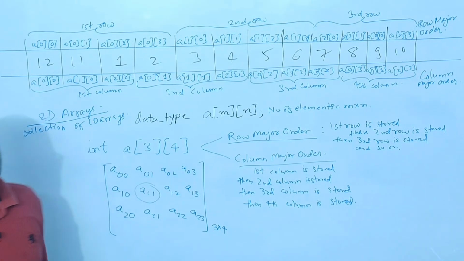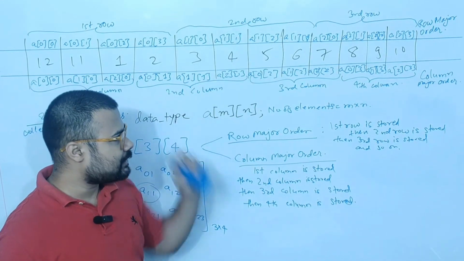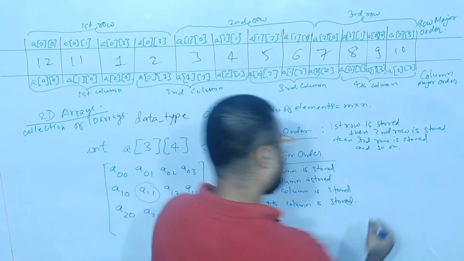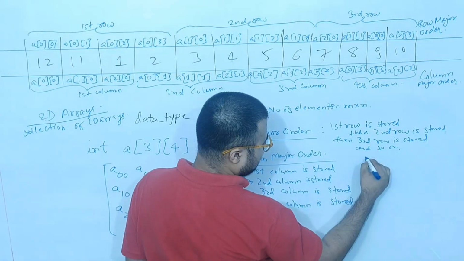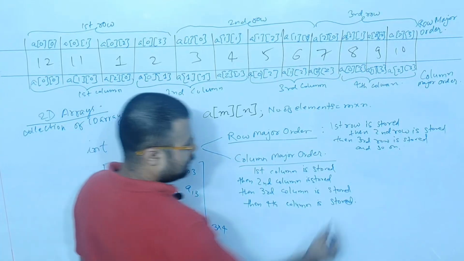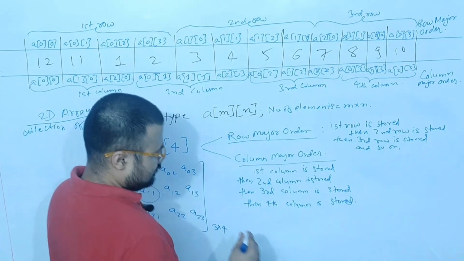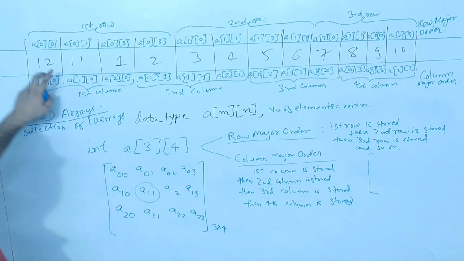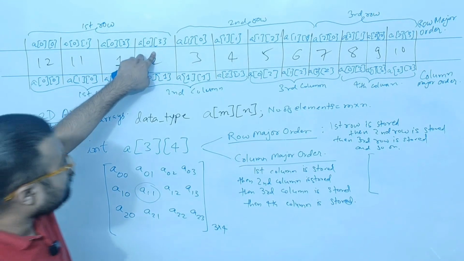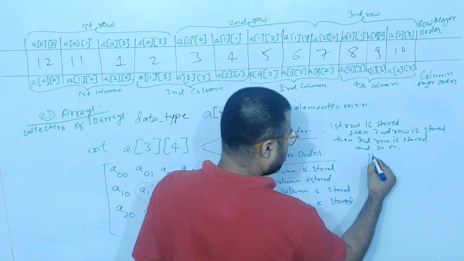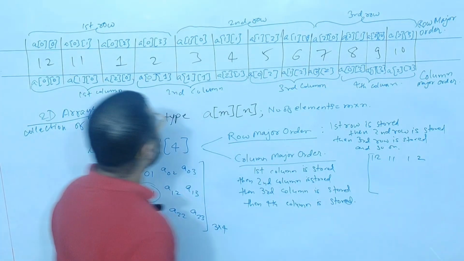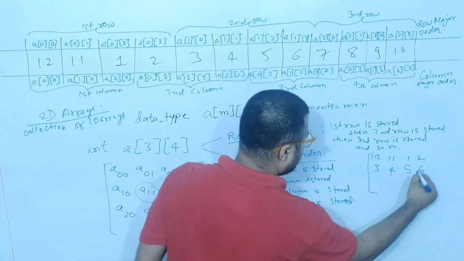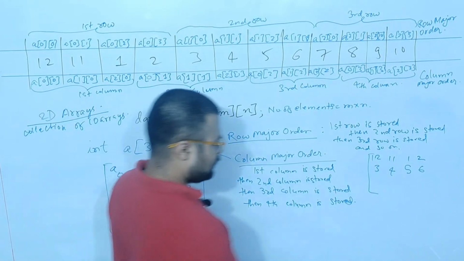So what is the matrix? If row major order is followed, then what is the 2D matrix of this array? In case of row major order, the matrix is 12, 11, 1, 2 as one row. Then 3, 4, 5, 6, and 7, 8, 9, 10.